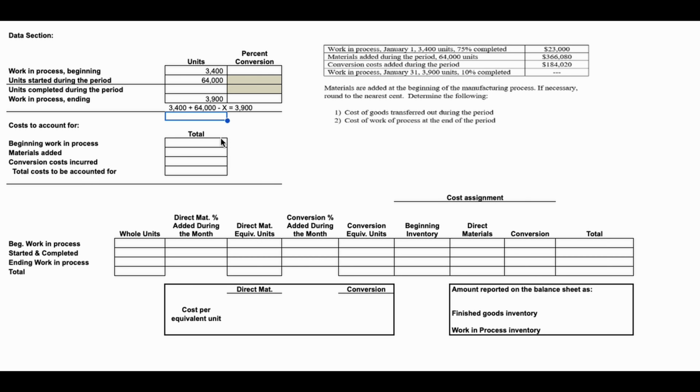Using this information, we're going to isolate for x. So I'm going to add x to both sides, and I'm going to subtract 3,900 from each side. So we're going to start with our beginning work in process plus our units started, ultimately minus our work in process ending. That gives us 63,500 units that were completed during this period.